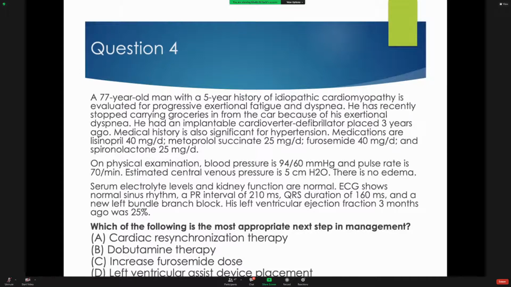metoprolol succinate 25 mg, furosemide 40 mg, and spironolactone 25 mg. On physical examination, blood pressure is 94/60 mm Hg and pulse rate is 70 per minute. Estimated central venous pressure is 5 cm. There is no edema. Serum electrolyte levels and kidney function are normal. ECG shows normal sinus rhythm, a PR interval of 210 milliseconds, QRS duration of 160 milliseconds, and a new left bundle branch block. His left ventricular ejection fraction 3 months ago was 25%. Which one of the following is the most appropriate next step in management?